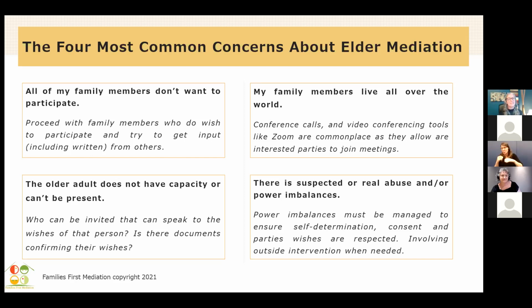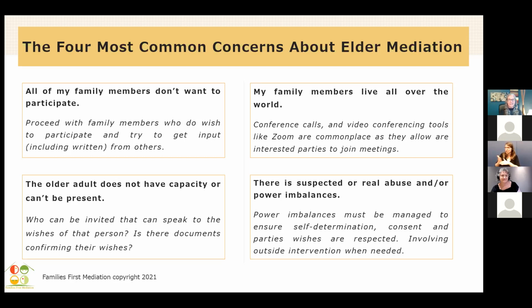Welcome to elder mediation. The older adult doesn't have capacity or can't be present, right? Common concern. But who can share? So if they don't have capacity, do they have capacity in any way, shape, or form? How do we want to involve them in this? Is there something that was documented previously that says we know what their wishes are? We now have to work together to act on them. Do we not know what they are? Do we have a partner? Do we have a friend? Do we have a neighbor, a care worker? Do we have somebody else that can help bring that voice into the room, right?